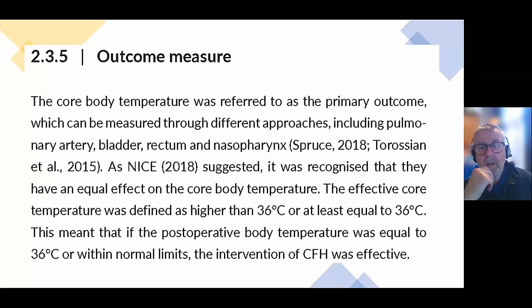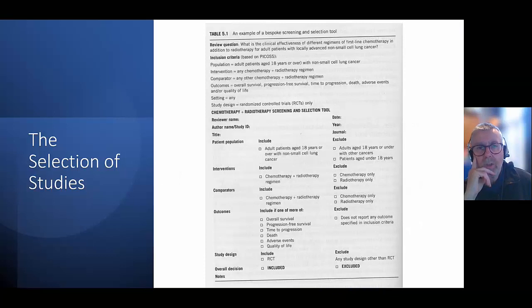The final stage of the inclusion criteria is actually a confirmation that the primary outcome is designated as the core body temperature, and that they offer a definition of what a normal patient core temperature should be. So, through their inclusion and of course exclusion criteria, they then make an initial selection of the studies that are likely to be included in the final systematic review.